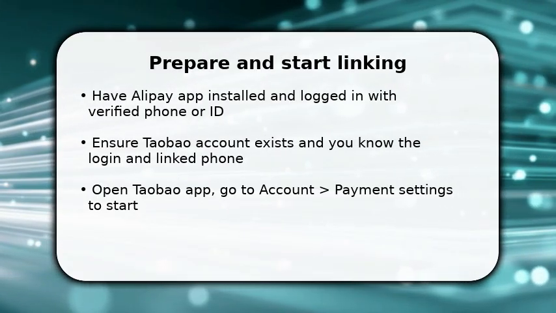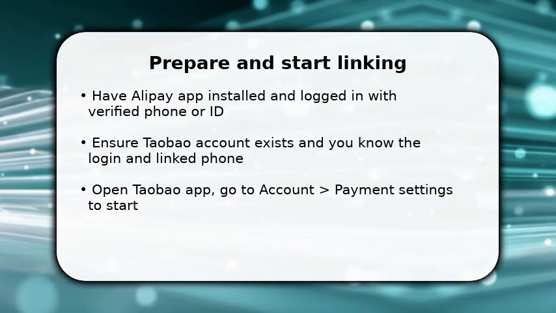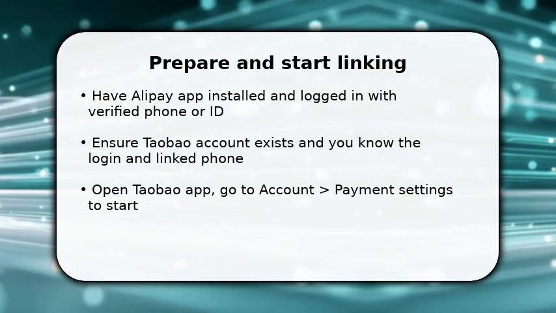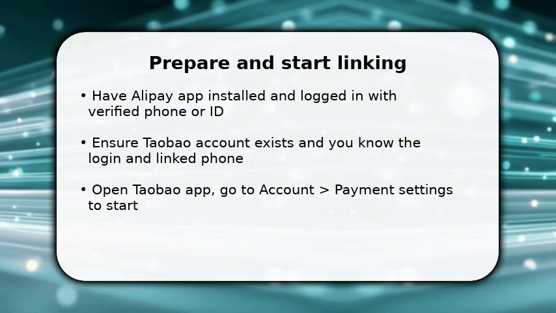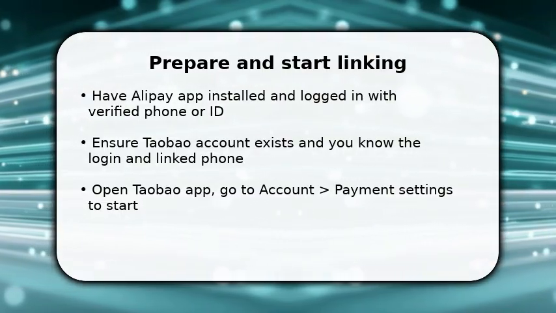Account, then Payment Settings, and choose Add or Link Alipay. You'll be prompted to confirm phone, receive a verification code, and enter it in Alipay. This step creates the secure connection. Make sure permissions for account linking are allowed so data can pass between apps.